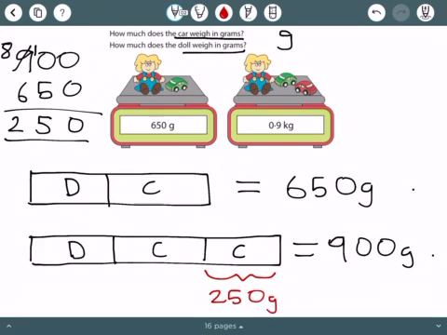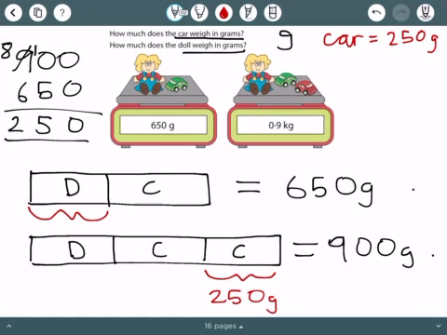So if we go back to our question, how much does a car weigh? Well, a car weighs 250 grams. How much does the doll weigh? Well, that's what we want to find out next.